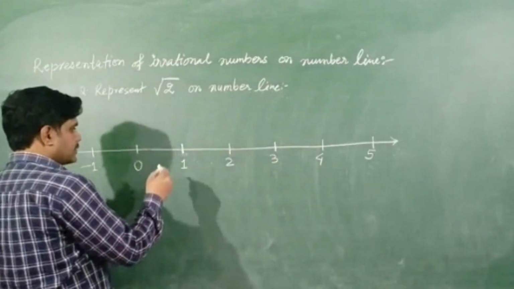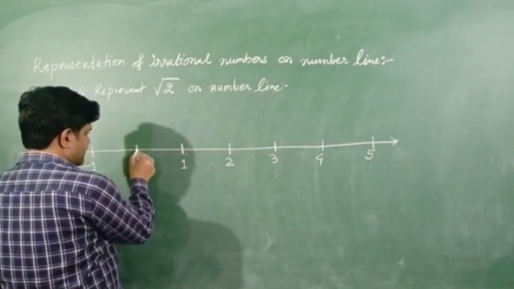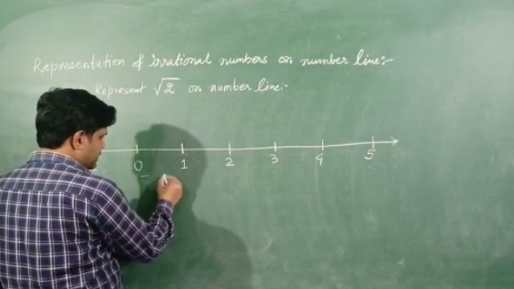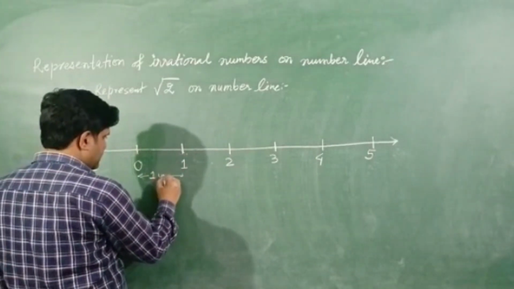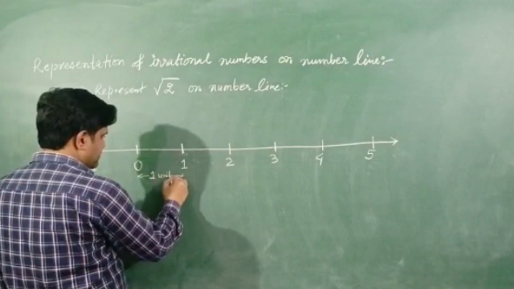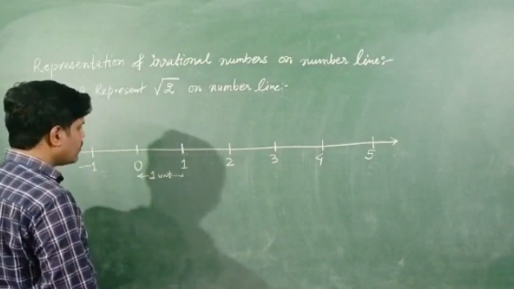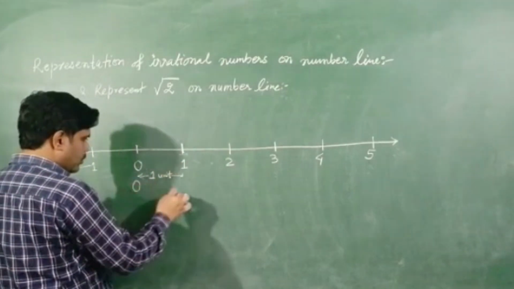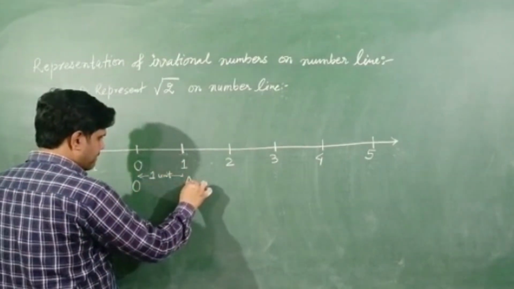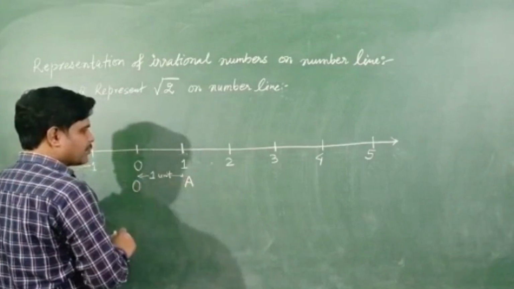Let's do. So what we take 0 to 1. This distance is 1 unit. Let's call it 1 unit distance. Now what we do, let's mark it with terms here as OA. Now this OA length is 1 unit.